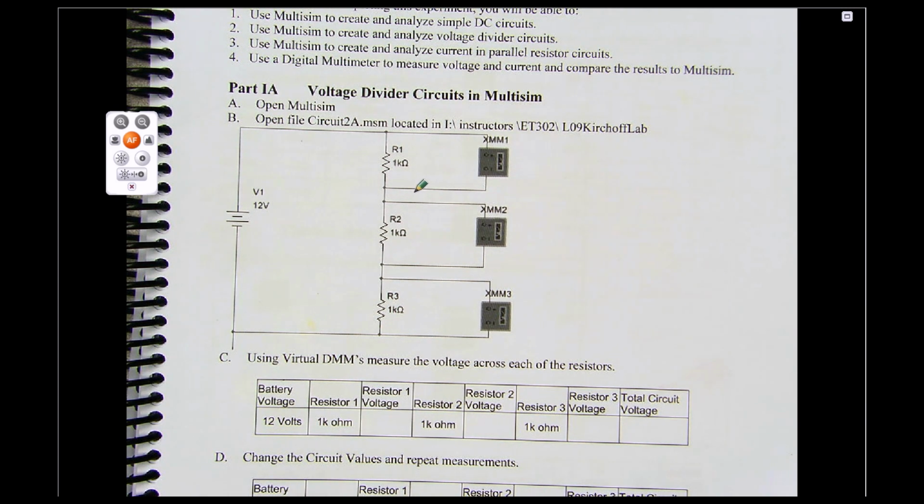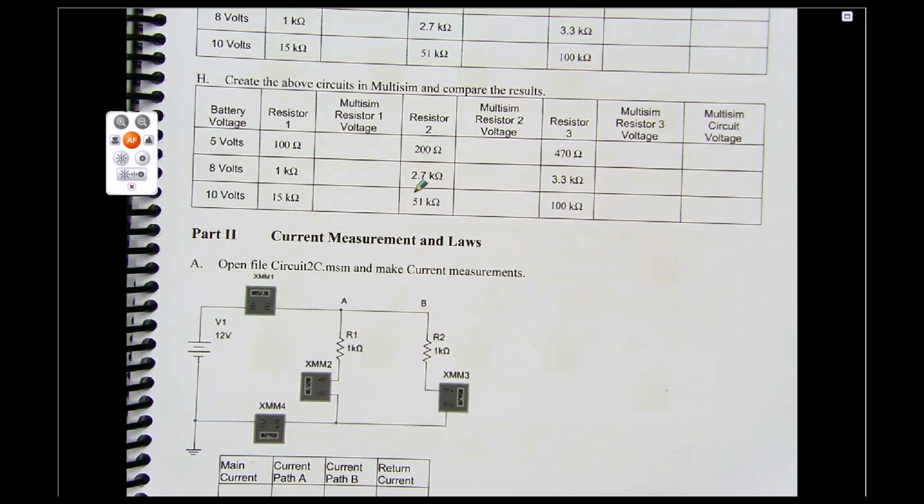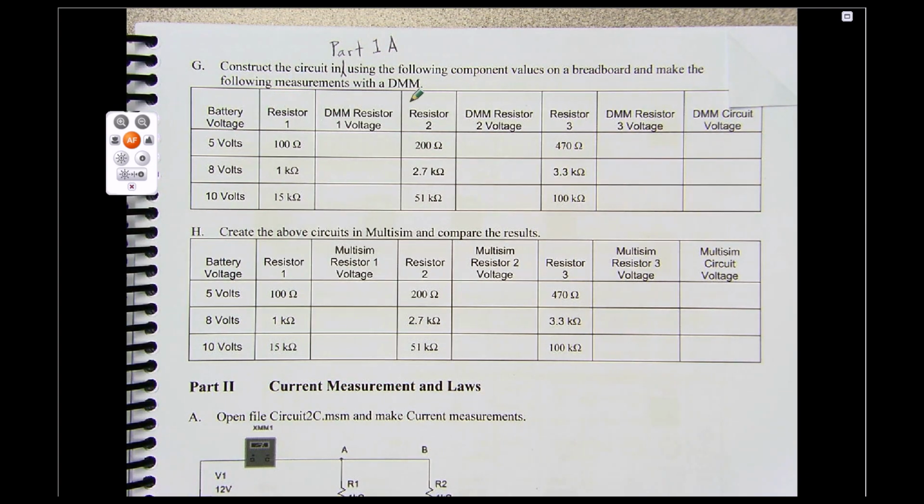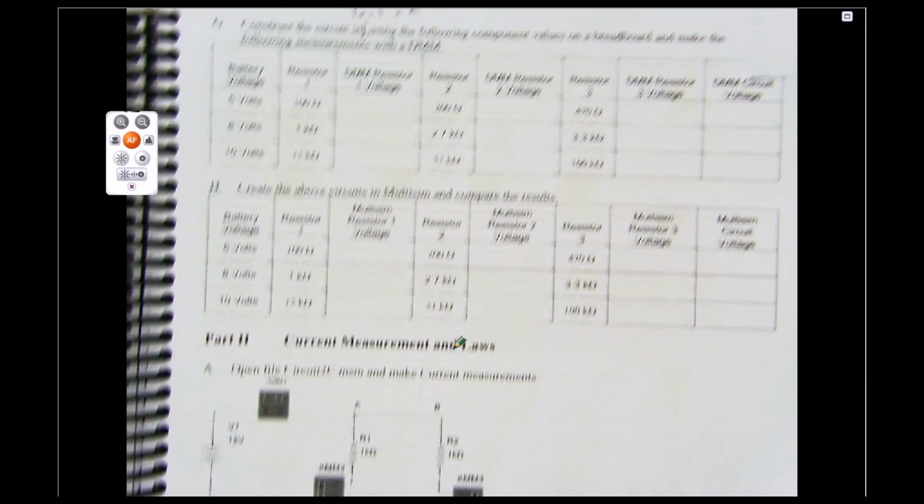So you're going to build this on a breadboard using the resistors shown in this table, okay? And then you're going to measure the voltages across those resistors using a digital multimeter. So this is a physical circuit that you're building, and you're making real measurements, and writing down your values there, and then recording the total voltage. And then you're going to recreate that in Multisim. You're going to do the same simulation in Multisim, and then you're going to compare these.